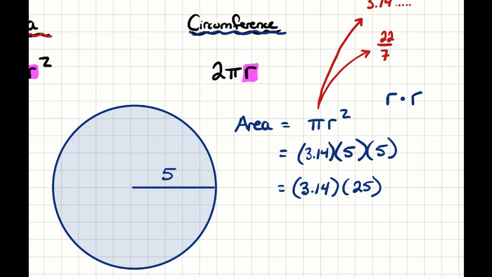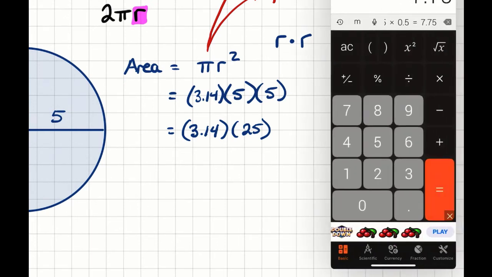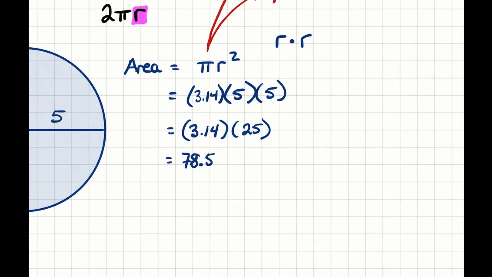Okay, now we can multiply these two values using our calculators. 3.14 times 25. That will give us 78.5. Lastly, we need to go ahead and include our units. And because I didn't give you any units in the problem, you would put u squared to finish this out.